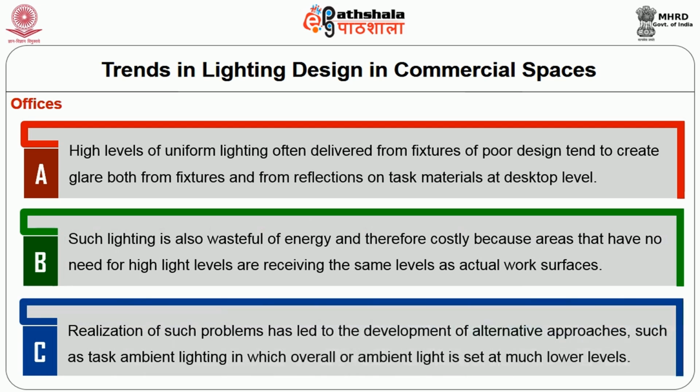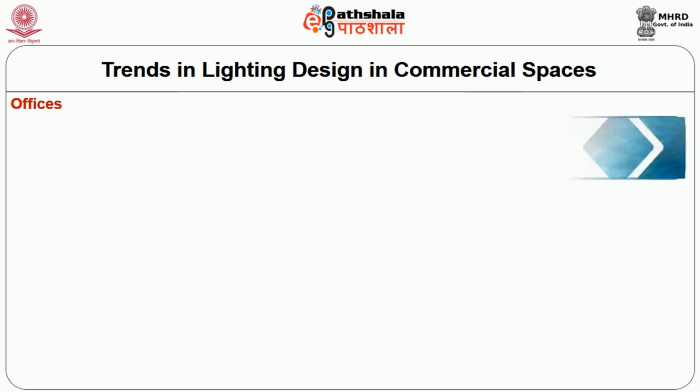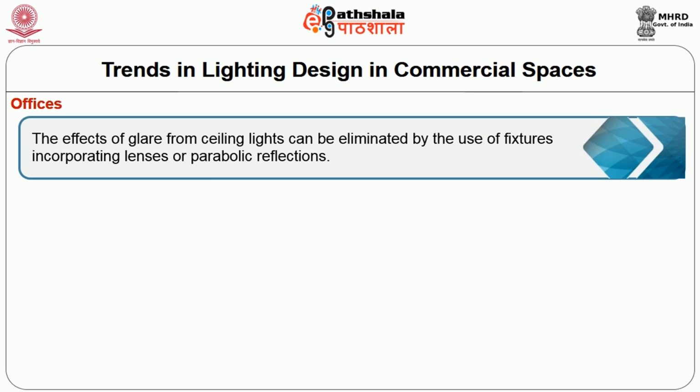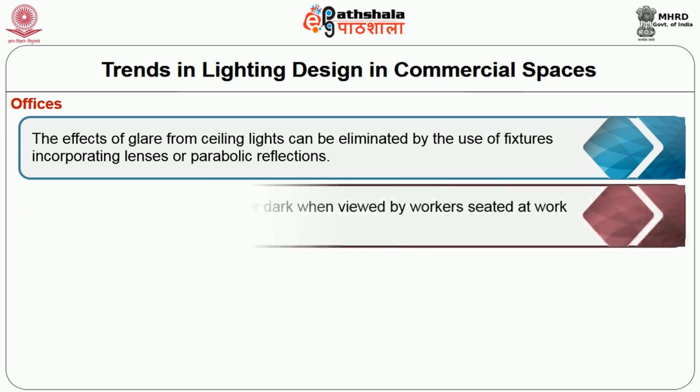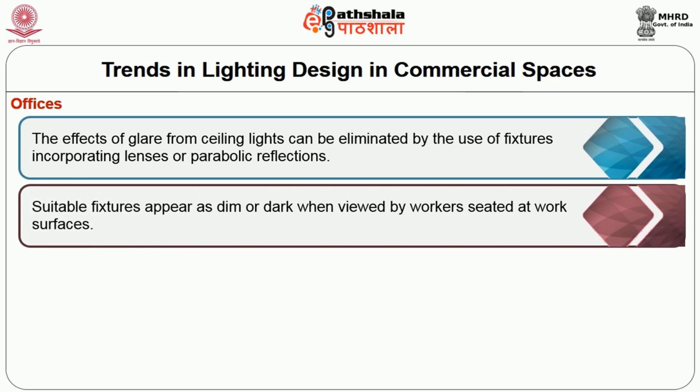Realization of such problems has led to the development of alternative approaches such as task ambient lighting, in which overall or ambient lighting is set at much lower levels. The effects of glare from ceiling lights can be eliminated by the use of fixtures incorporating lenses or parabolic reflectors. Suitable fixtures appear as dim or dark when viewed by workers seated at work surfaces.